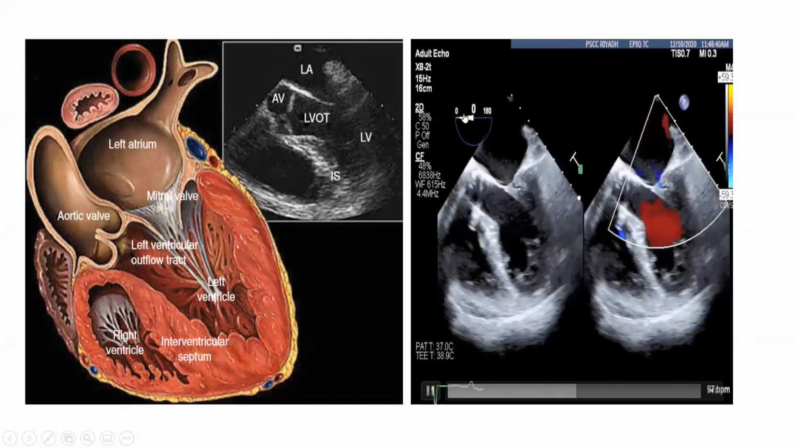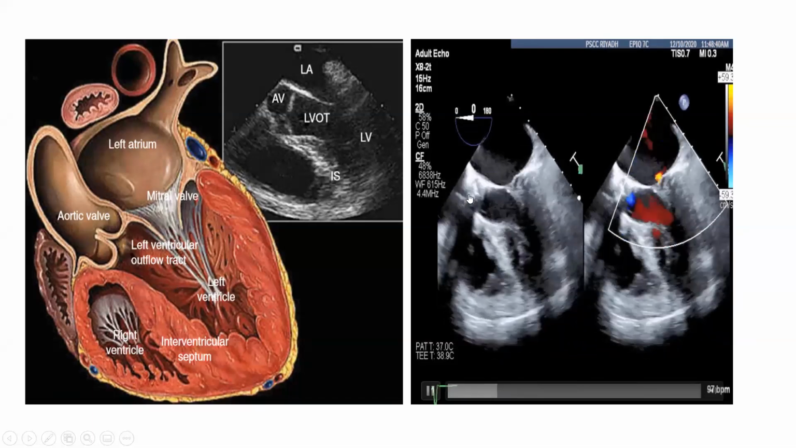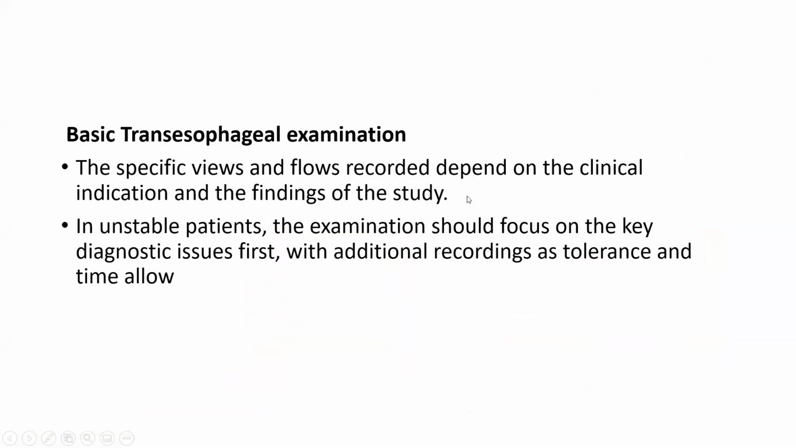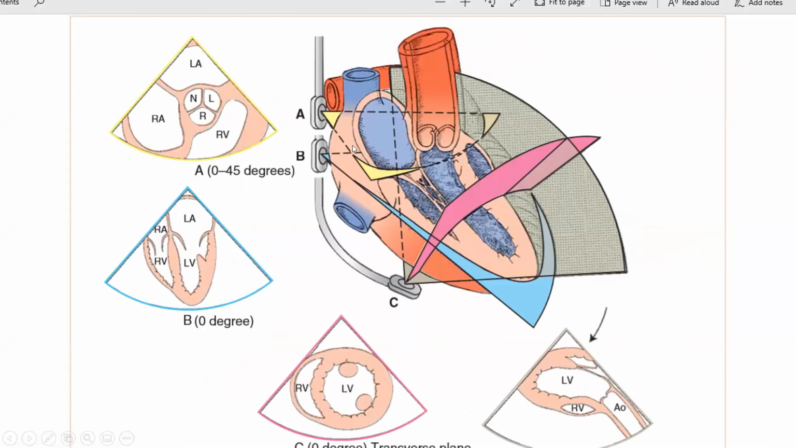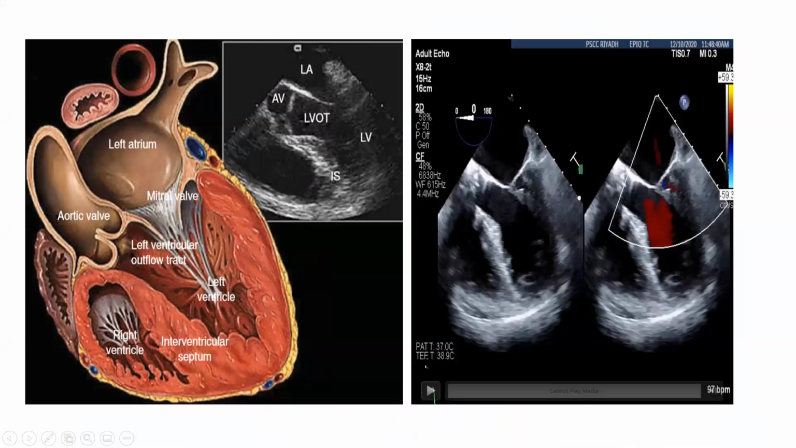How I get it: I am still at 0. I just pull it a little bit up, and I get the 5-chamber. To remember, I'm in the mid-esophageal view. I will cut this. Then if I go up just 1 or 2 centimeters, I will get the aorta, and I will get the 5-chamber. Okay, so the 5-chamber.